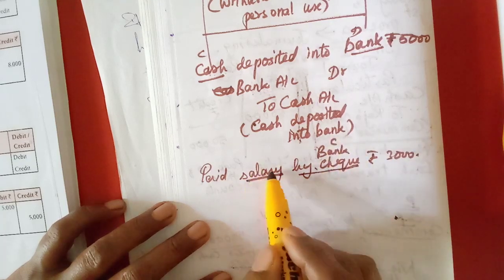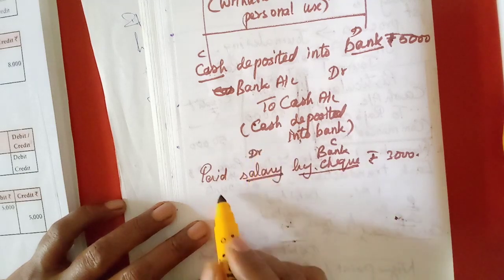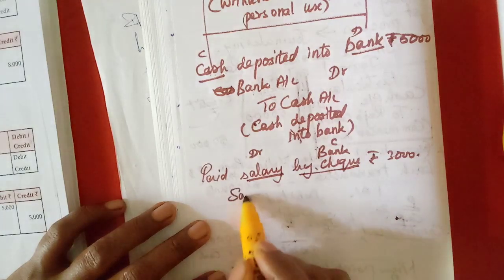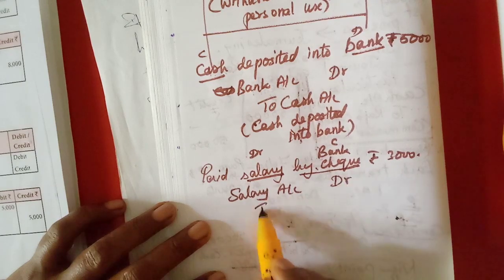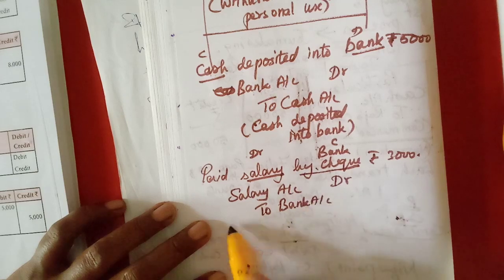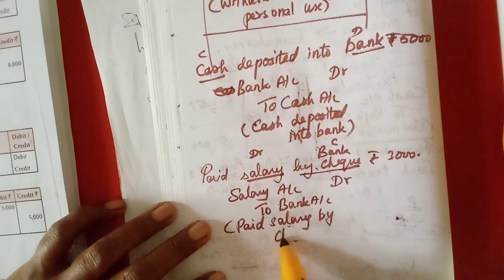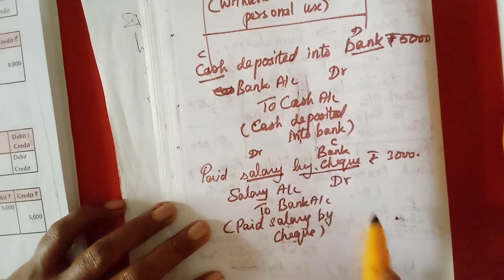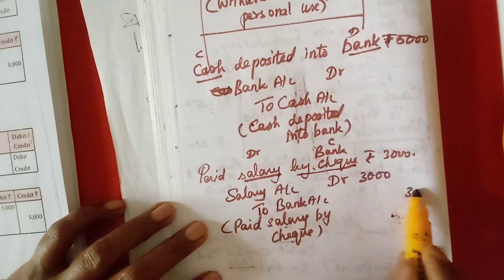Debit or nominal account, what is that? Debit all expenses and losses, so it should be debited. So what is the journal entry? Salary account debtor to bank account. Then narration: paid salary by check, rupees 3,000.